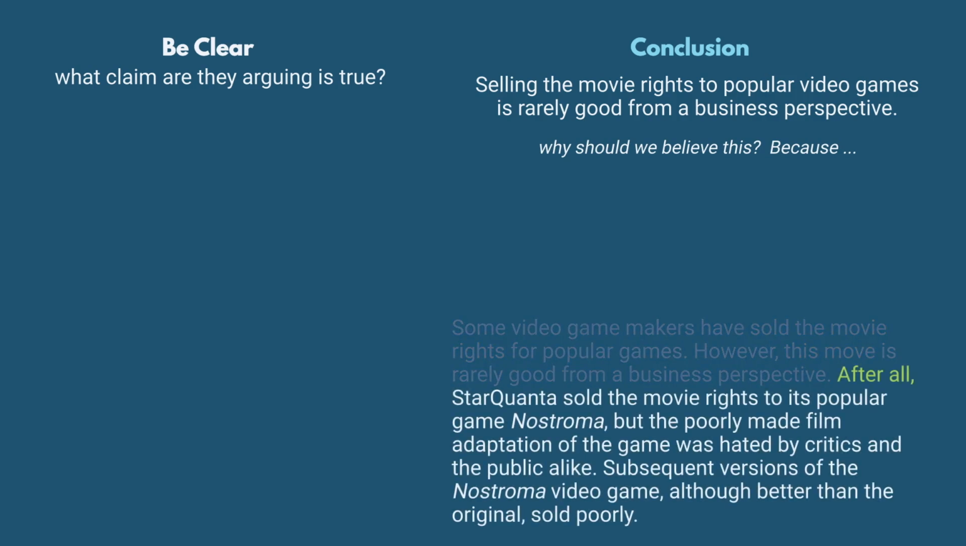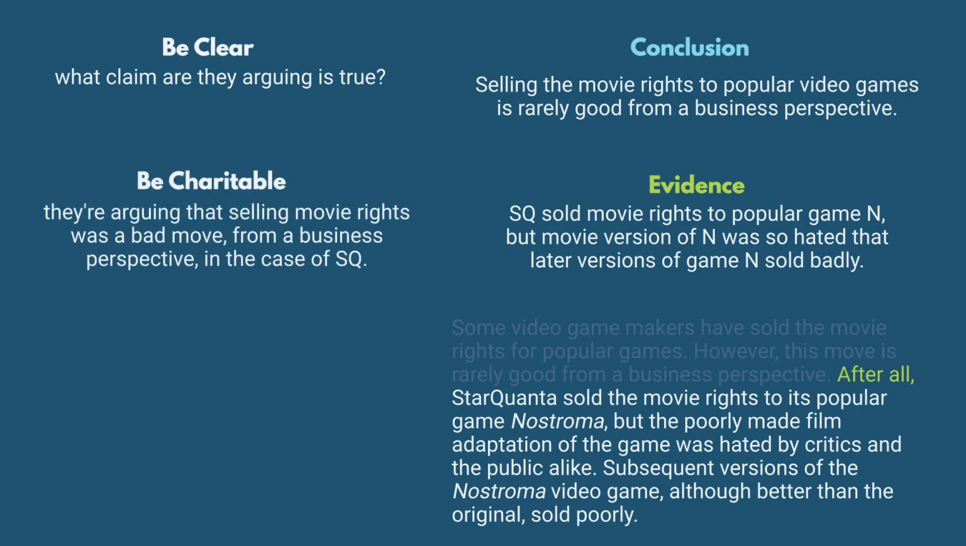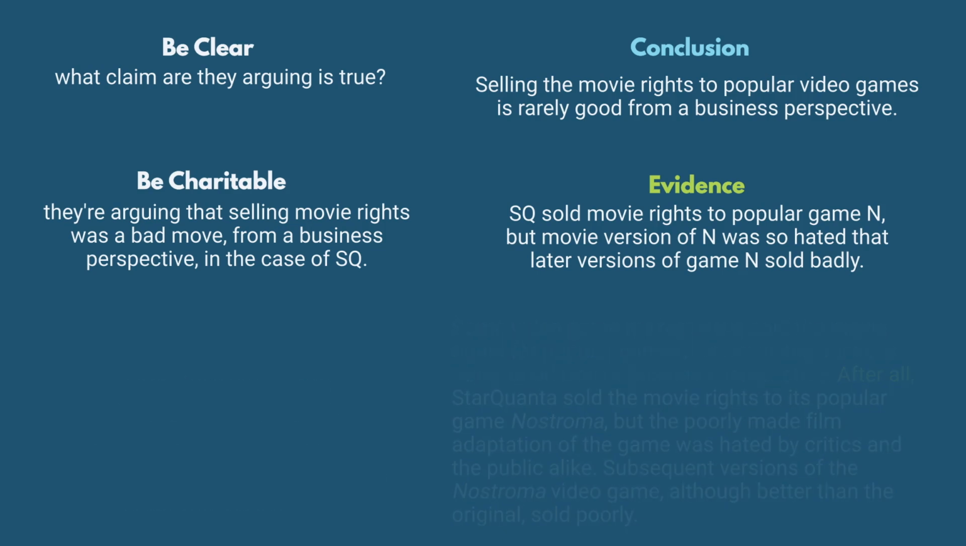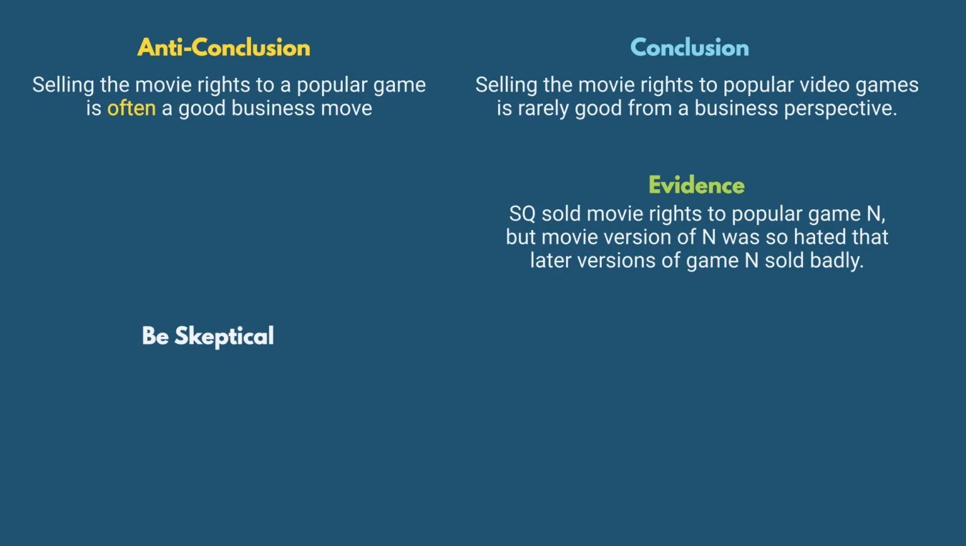Well, the author tells us a story. There was this company that sold the movie rights to its popular game, but then the film sucked, and then later versions of the game sold worse than the original. So if we're trying to be charitable and think, all right, how is the author trying to make her case? She's saying that this was a bad move for them, business-wise, because whatever money they made from the movie rights, they lost it in terms of what they could have made on future versions of the video game. For a lot of questions, we're going to want to be skeptical because they're testing our ability to think of objections or notice assumptions. So we pretend to be the other lawyer. What?